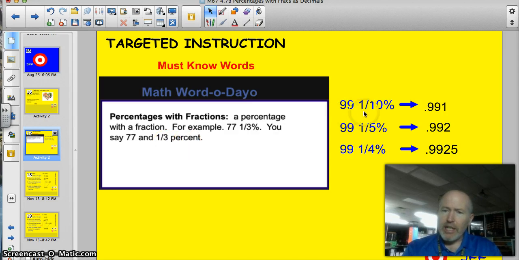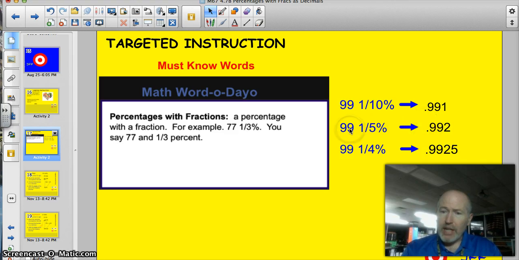Check these out. Here's 99 and 1/10%. Well, 1/10 is 0.1, right? So you just tack that 1 on. Remember, you drop the other decimal point. So here's 99%, and there's the extra tenth, 1. 0.991, or 99 and 1/10%.